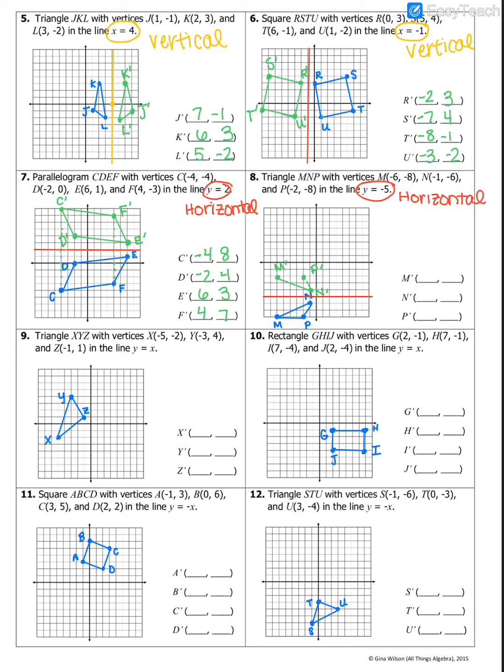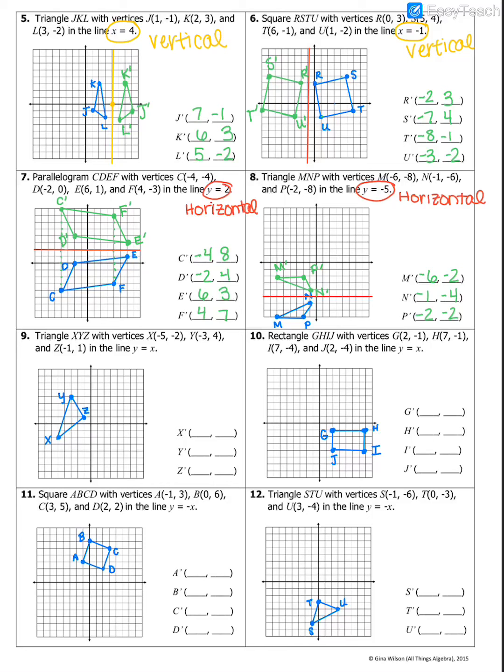So that one was much faster. And now we just have to write down what our points are. All right, so for M prime, it's -6, -2. N prime is -1, -4. And P prime is -2, -2. Okay, so those are if we have horizontal or vertical lines that are not an actual axis.